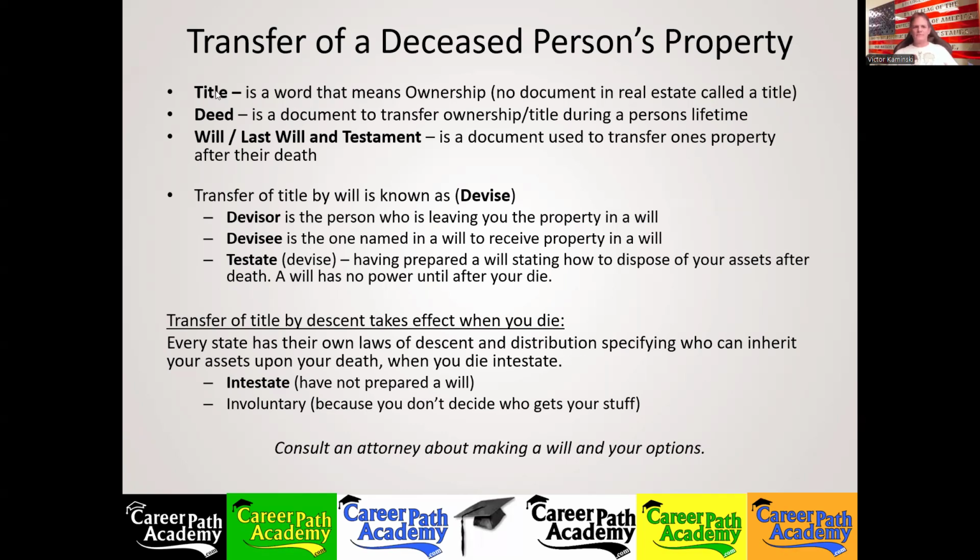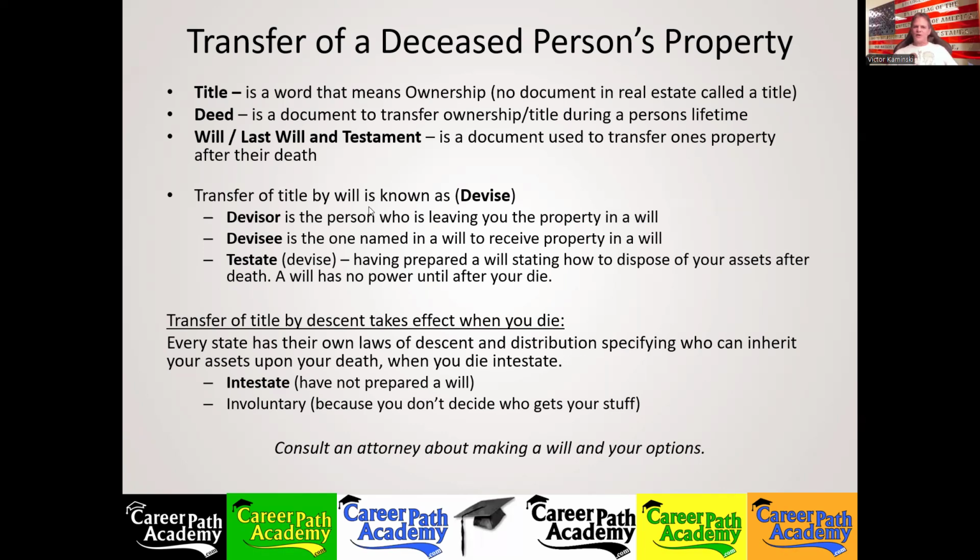How does that work? Well, title, that's the ownership. It's just a word that means ownership. So there's no document in real estate called title. When somebody's alive, we use a document called a deed to transfer the ownership when they're selling the property or giving it away, however they're disposing of it during their lifetime. It's done through a deed to convey that interest. When you die, your will, also known as a last will and testament, is the document used to transfer one's property after their death.